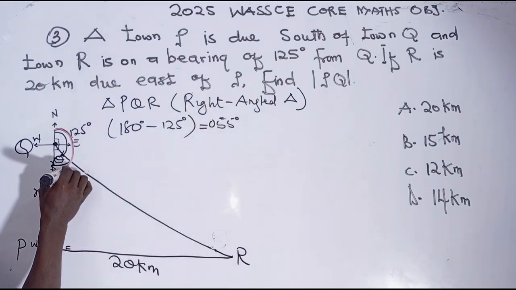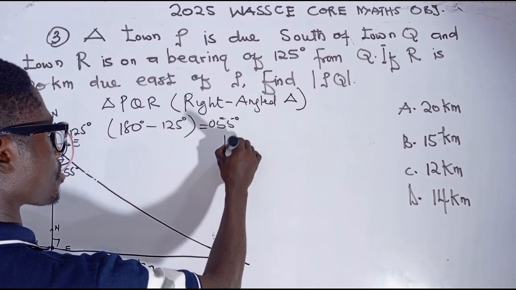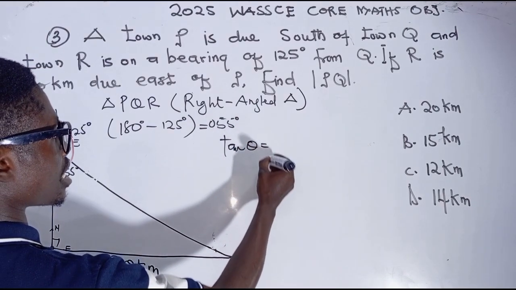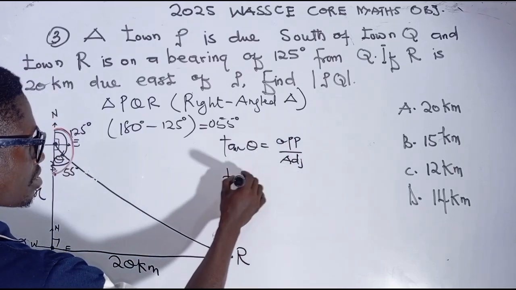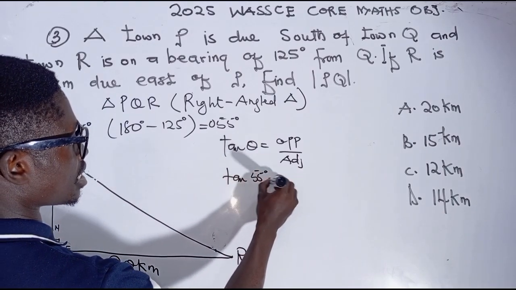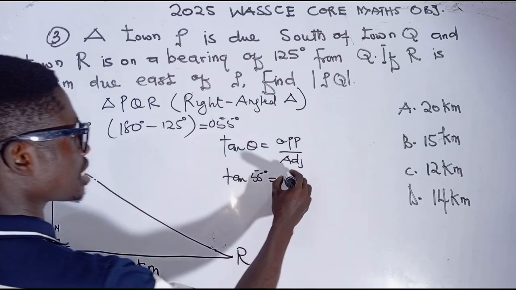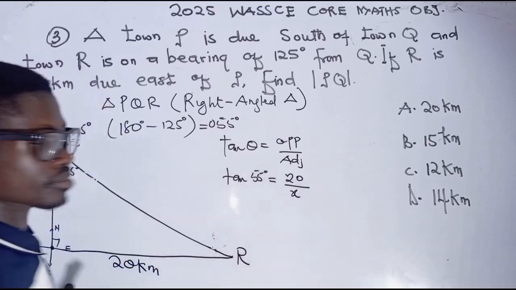So this angle is 55 degrees. Now once we know this angle, we can use the trig ratios. Which one of them can we use? We can use tan of the angle 55, since we are looking for PQ. So we can say that tan of the angle theta is the opposite over the adjacent. We have tan of the angle, the angle is 55 degrees, so tan 55 is equal to the opposite, which is 20 kilometers, over the adjacent. The adjacent we don't know, that is x.